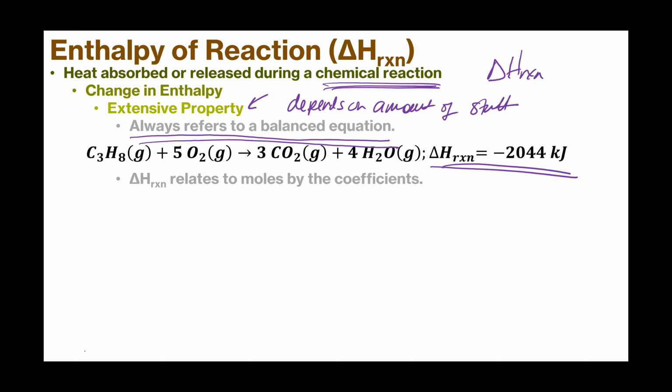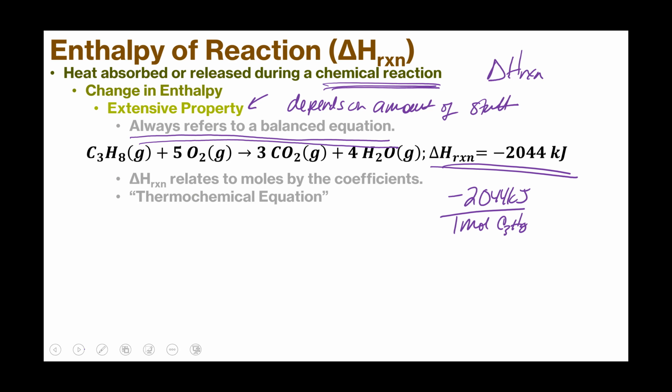So we could make conversion factors that said you'll get negative 2044 kilojoules, or you can say 2044 kilojoules released for every 1 mole of propane, C3H8. You can make all those conversion factors involving the delta H as long as you're using coefficients as we do that. Okay, this is a thermochemical equation.